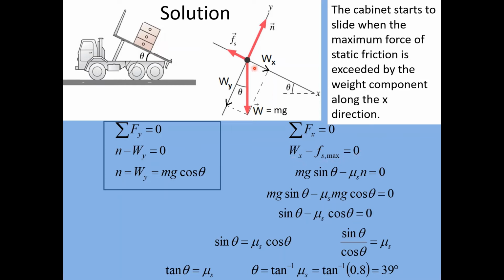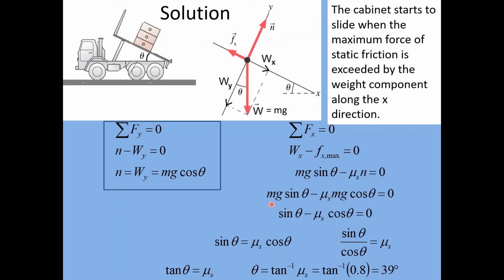Wx, the x component, is just equal to mg sine theta. Remember, this side over here was mg cosine theta. This side of the triangle, which is the same as this side drawn here, is equal to mg sine theta. And then from that, we subtract the maximum static friction force, which is mu sub s times the normal force. Now, the normal force, n, we found over here to be mg cosine theta. So I'm going to substitute mg cosine theta where I see n, and all of this is equal to 0.